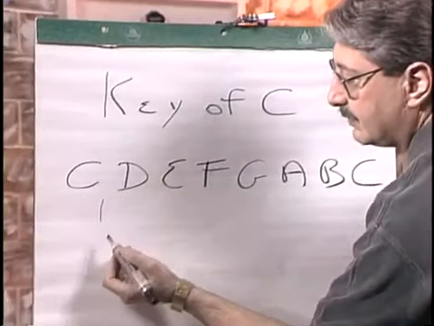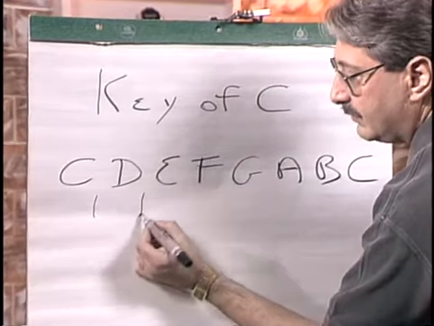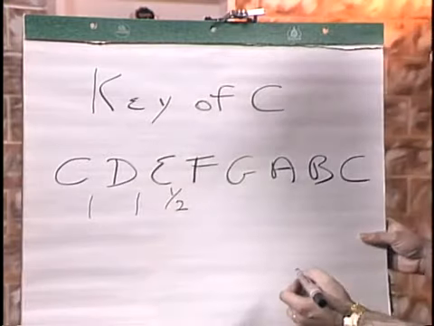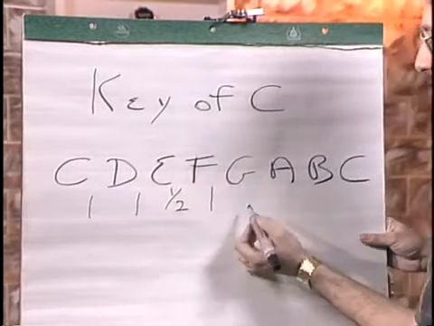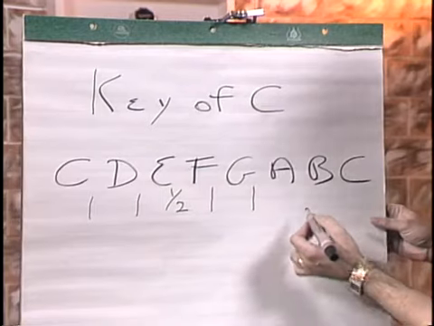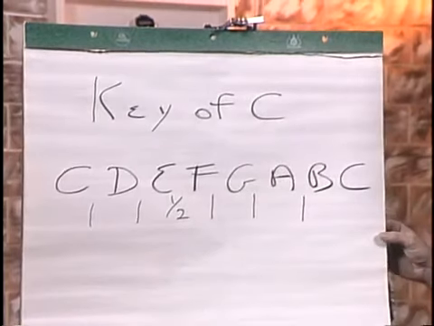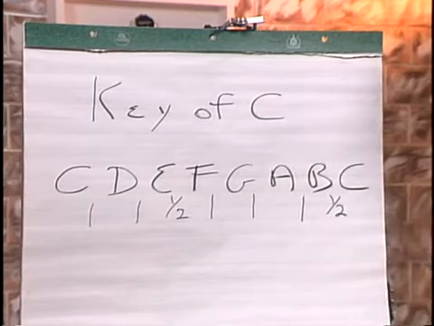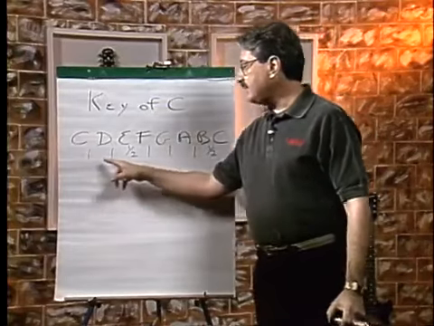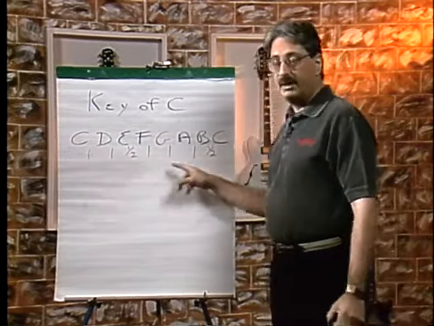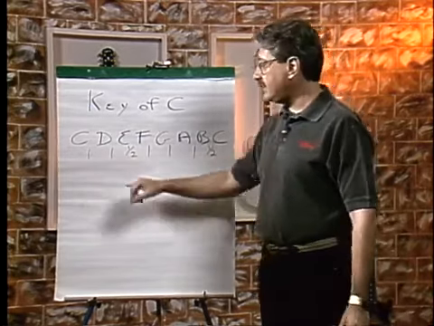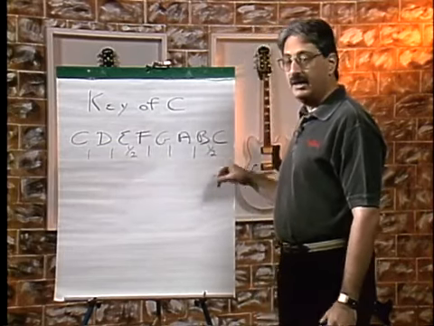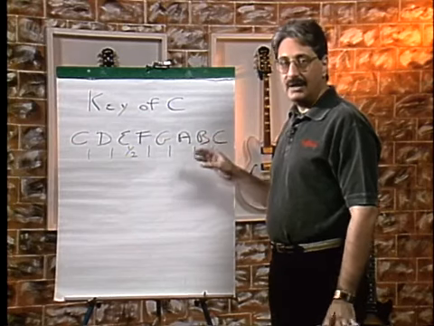There's a whole step from C to D, a whole step from D to E, a half step from E to F, whole step from F to G, whole step from G to A, another whole step from A to B, and it ends with a half step from B to C. This is why it's so important. Every single major scale follows this pattern of whole steps and half steps. 2, 1/2, 3, 1/2. Okay? If you know that, you can form any major scale.